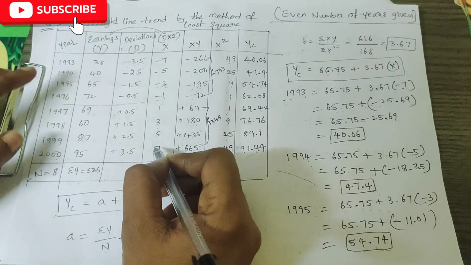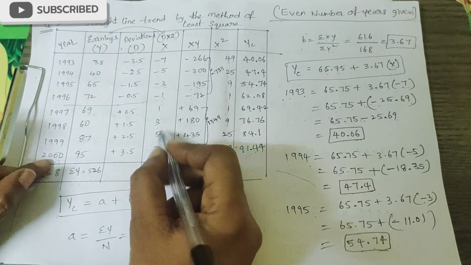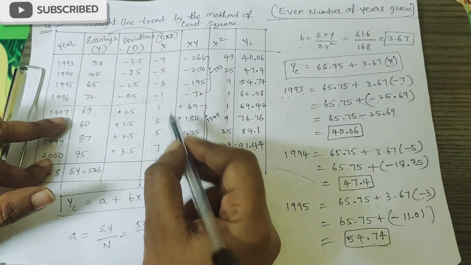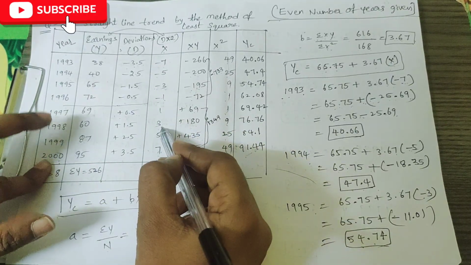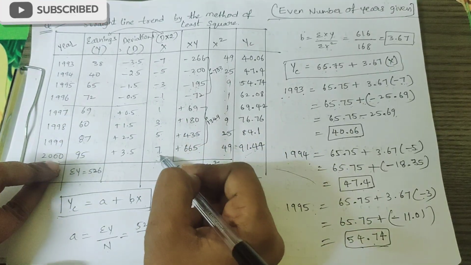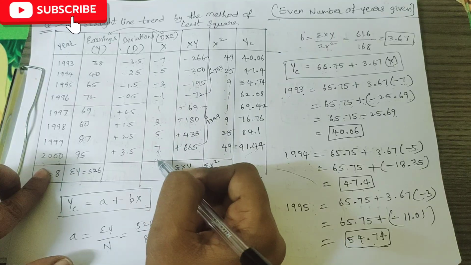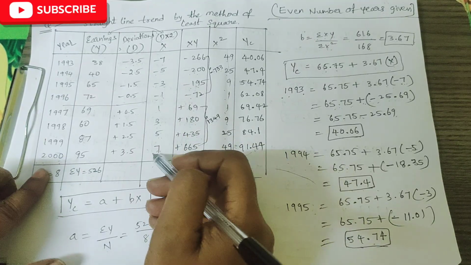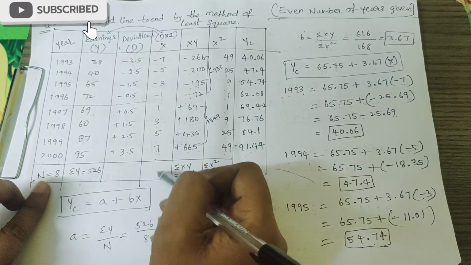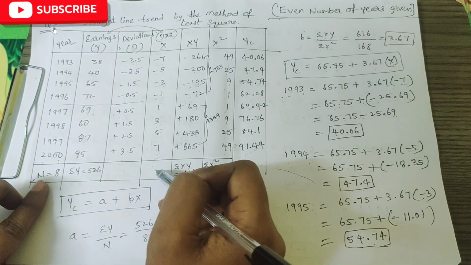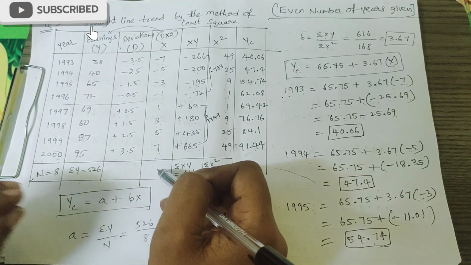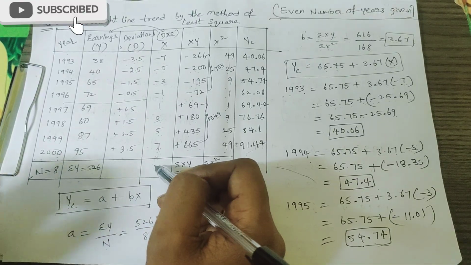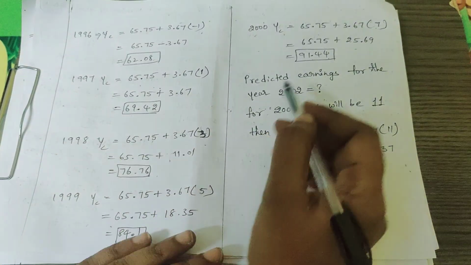See here. For the year 2000, what is the x value? 7. For 1997, that is 1; 1998, 3; 1999, 5; 2000, 7. If it is 2001, that will be 9, because it is an odd number. If it is 2002, 11. In this way, we are calculating the estimated trend value for the year 2002.